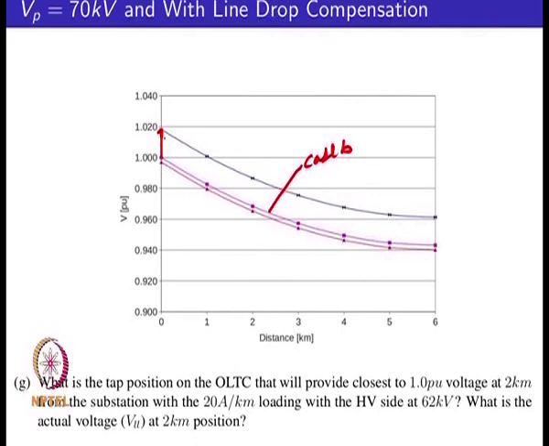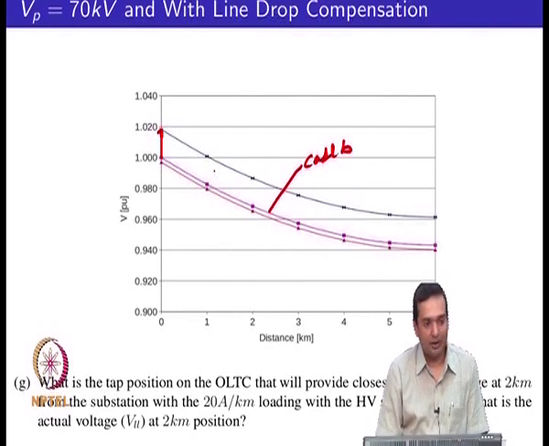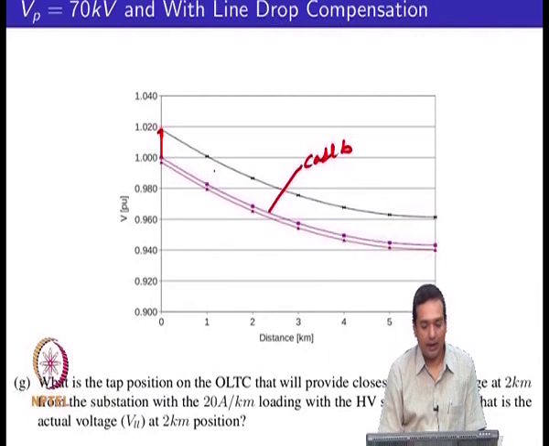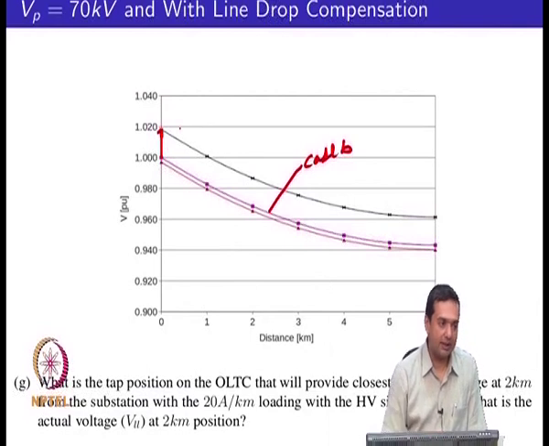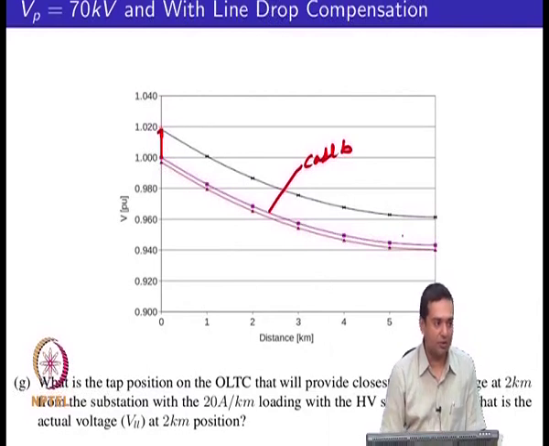Ideally, you would like to boost it so that at 1/3 distance you would get close to 1 per unit, but because your actual selection was 0.28, if it was boosted by 1 more step, the voltage at the substation end would have gone too high. So, this would give you the closest to the desired profile.